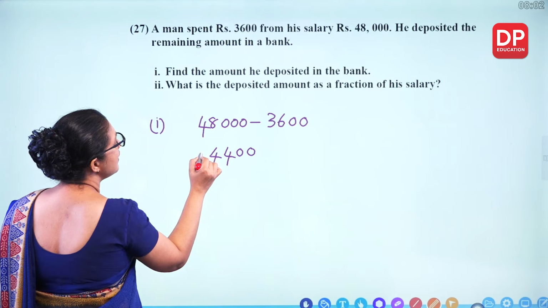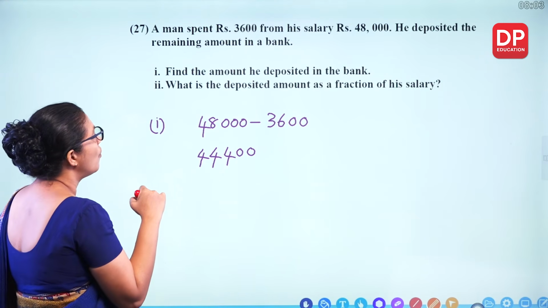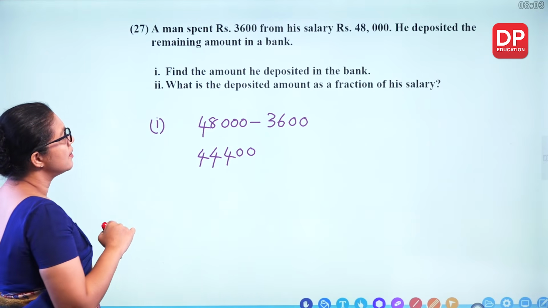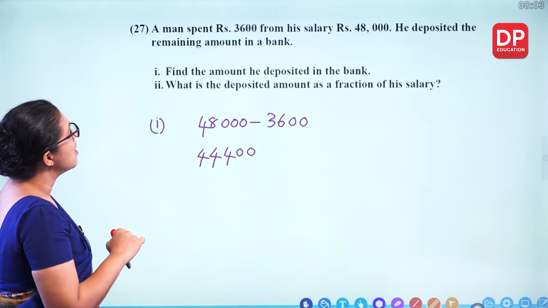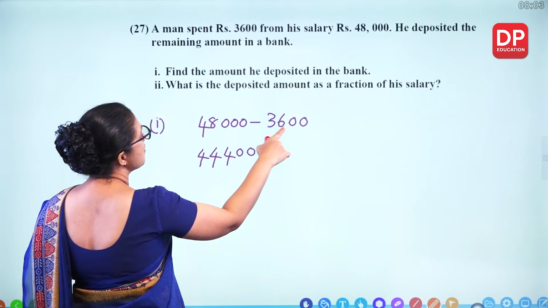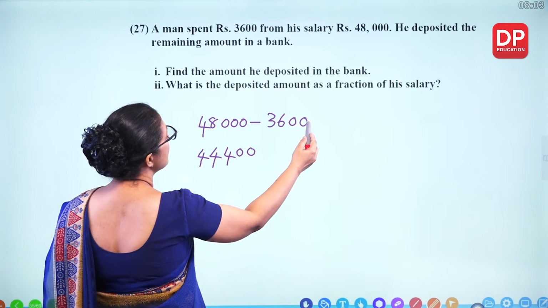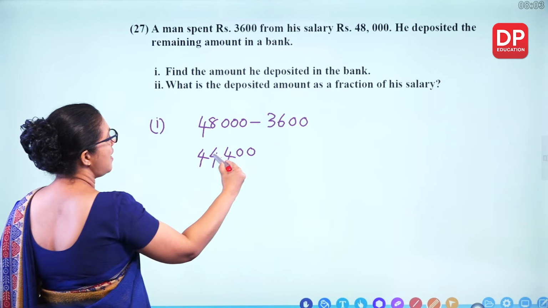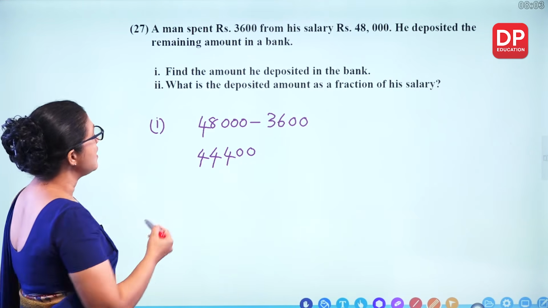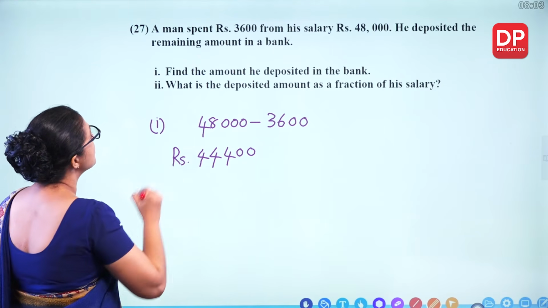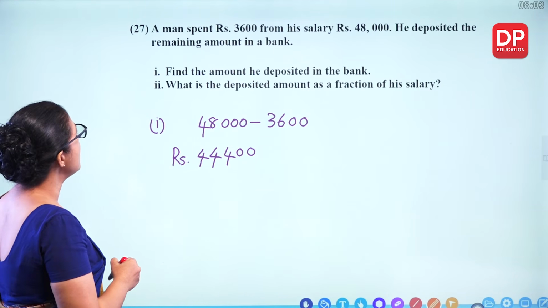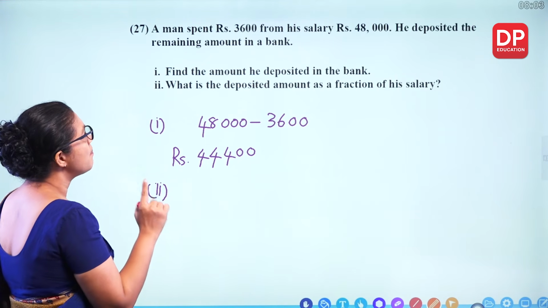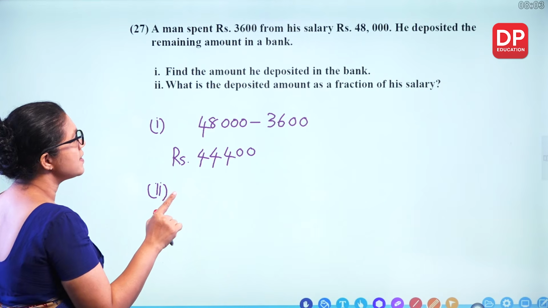4 and here 4. 44,400. And here subtract again, this is 3,600. So here 0, 0, 10 and 8, 4, correct. So that's the amount he saved, deposited in a bank. And they are asking what is the deposited amount as a fraction of his salary.